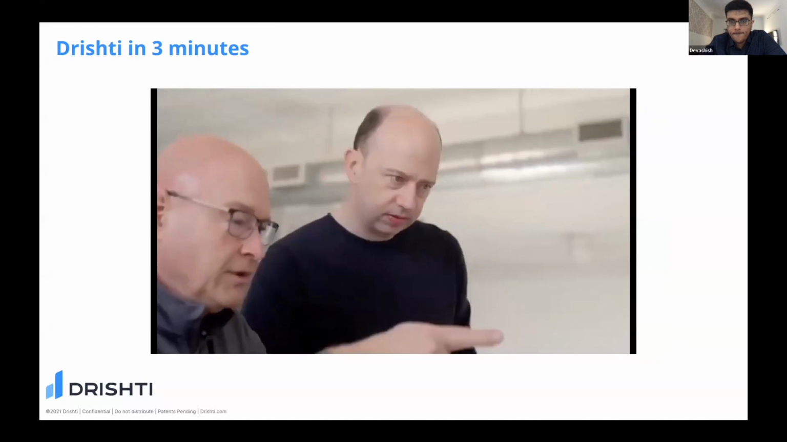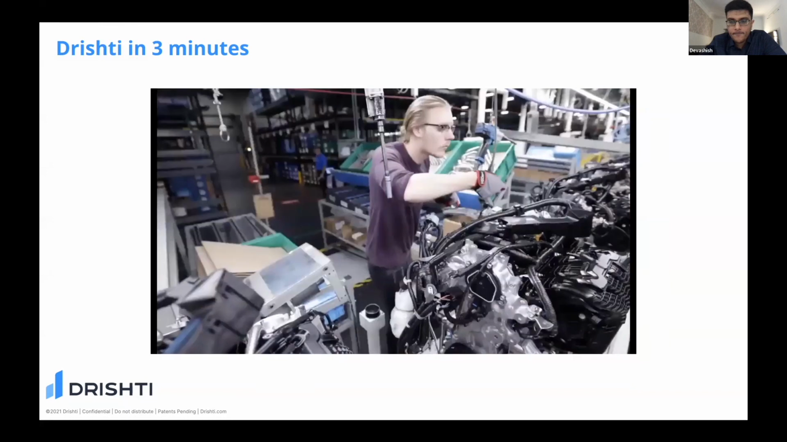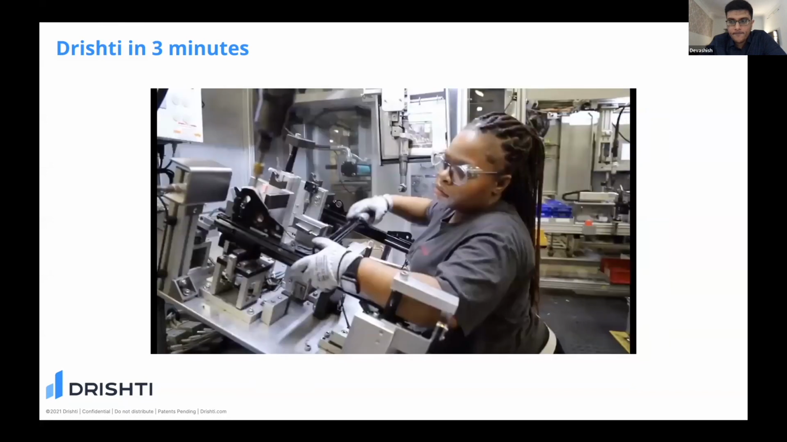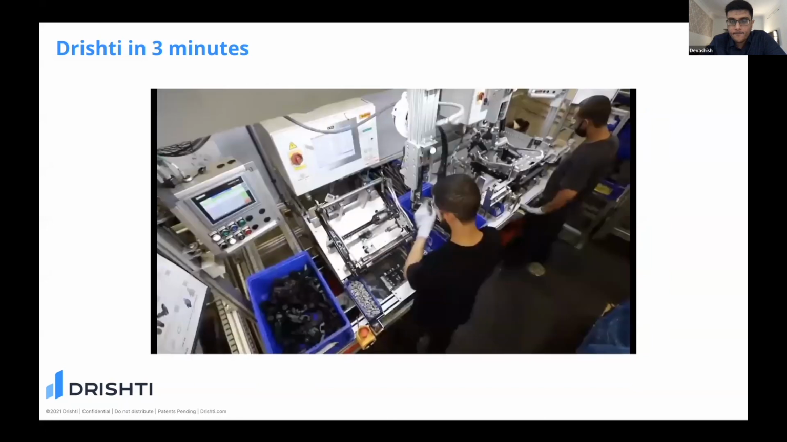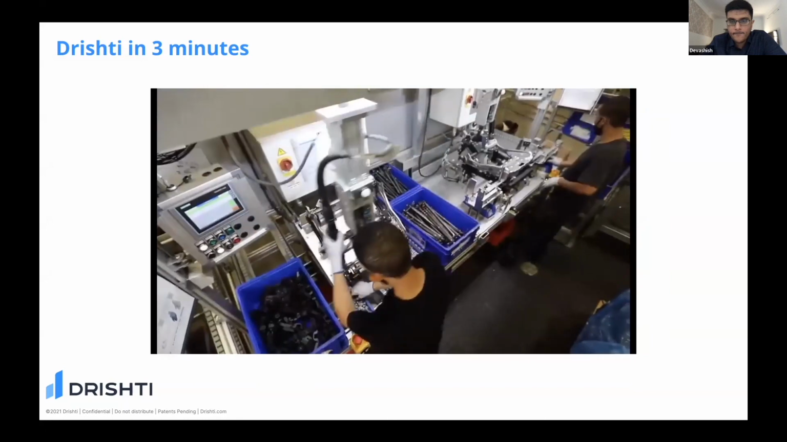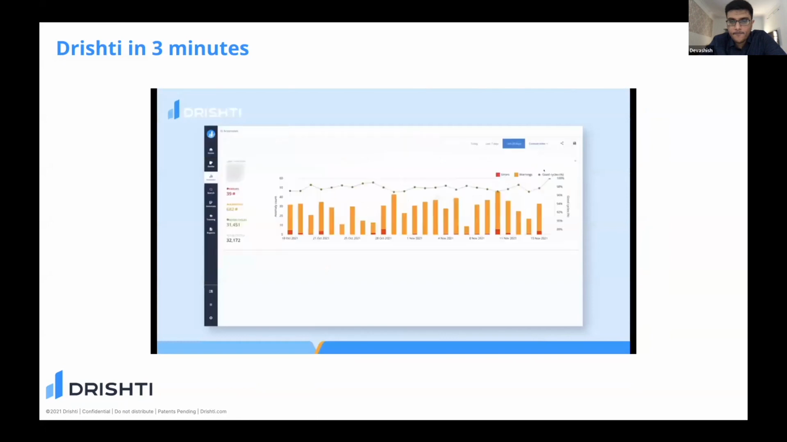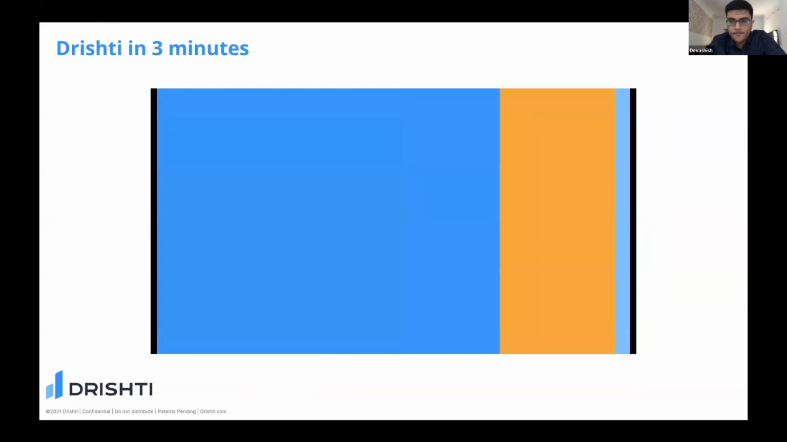Whether manufacturers are seeking to boost productivity, minimize quality issues, drive standard work adherence, or generally improve assembly processes, Drishti can help. And that's just scratching the surface of what Drishti can help manufacturers do. Drishti is being used today in manufacturing primarily in the automotive sector.